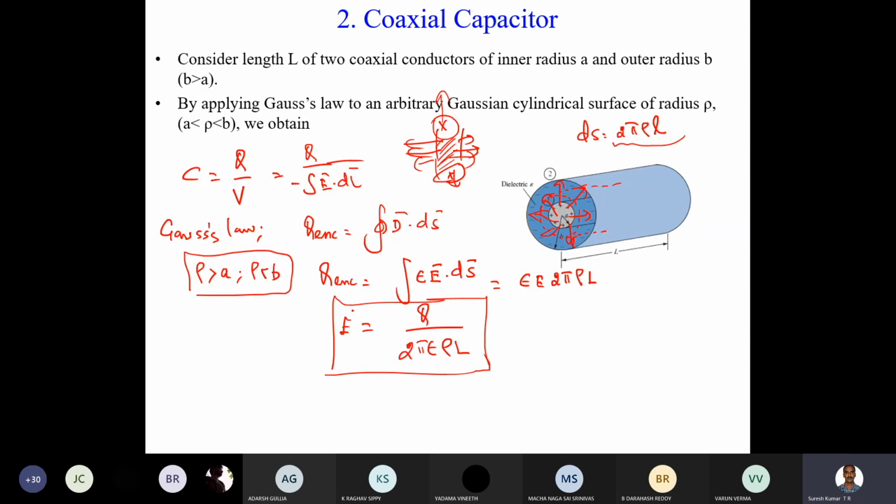Now if you write the electric field in terms of a vector, E vector will be along the path radially outward, right? The electric field originates at plus and terminates at negative. So it is in the plus arrow direction. As per this configuration, it will be radially outward. So it will be a rho cap.